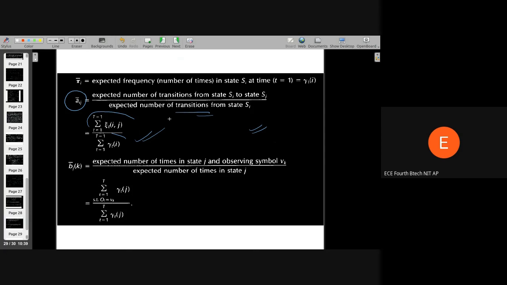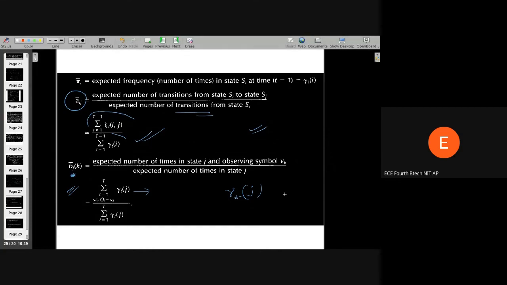Similarly, bjk: I am in state sj. What is going to be the probability that I will output an observation vk? And again, remember what gamma t is; here they're using the variable j. Gamma t j, what will that be?